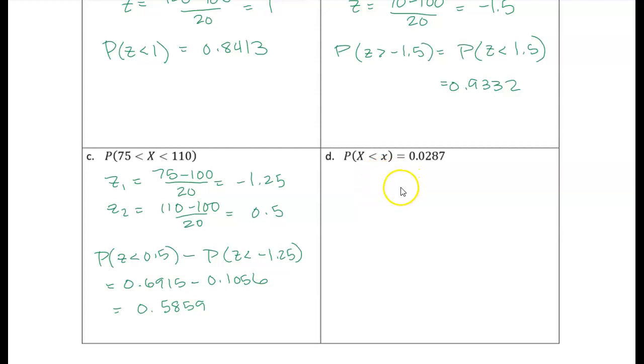This is one of those where we have to do a reverse lookup. We're given a probability, and we want to find a value x such that the random variable is less than that x value. So let's first of all look up that probability. That probability is going to give us a z-score such that the standard normal variable is less than that z-score. I'm just going to leave a blank here because I want to look up this 0.287. If I look that up in the table, what I find is that probability corresponds to a z-score of minus 1.90.